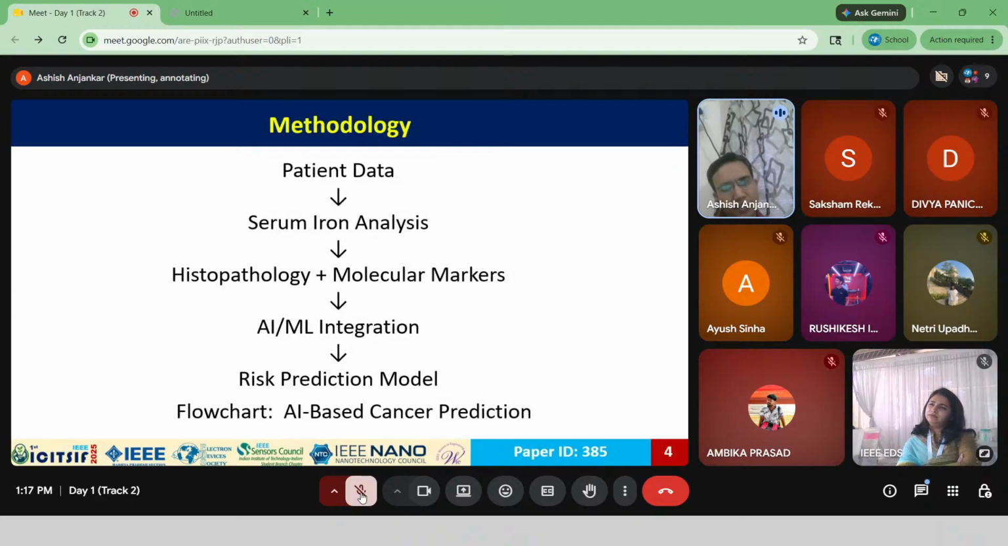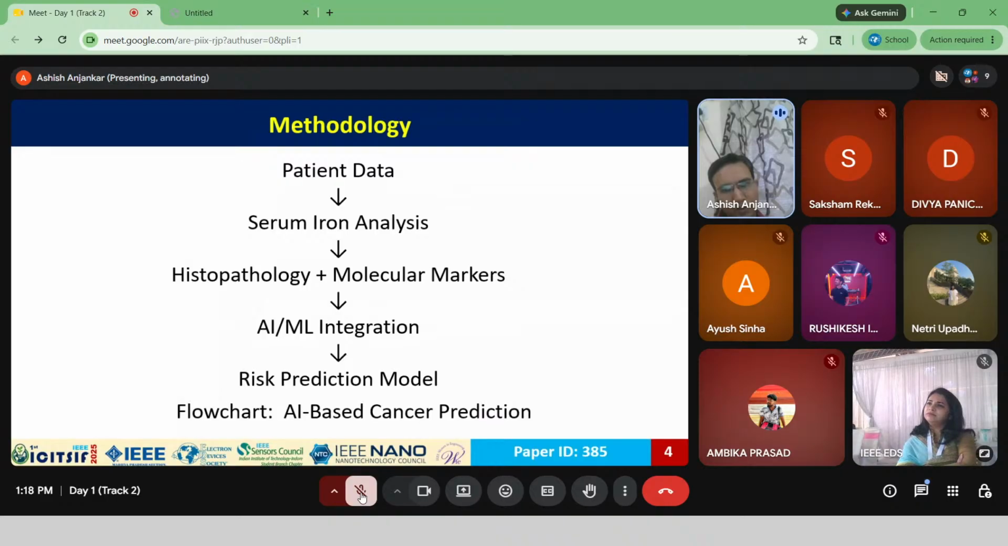Keeping in mind all these things, the methodology for the study was to take the patient data and serum iron, which is not routinely done in breast cancer patients. We want to establish serum iron as a biochemical marker for breast cancer patients. So serum iron analysis was done. The patients considered were all confirmed by histopathology, which is the gold standard for diagnosis of breast cancer, and the patient's molecular immunophenotyping status was also done.